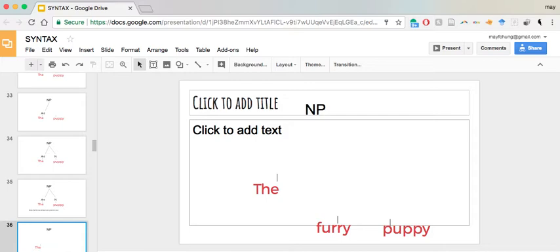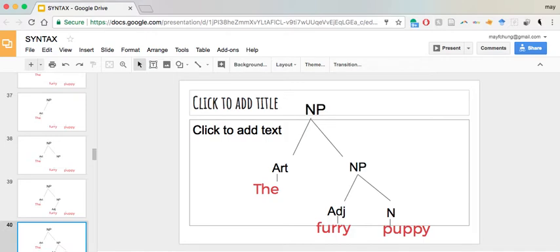So you would just do what you did normally. The would be an article, and in case you ever try to get to a noun but there's something else in your way, you can always go back to your noun phrase. Remember our set of things earlier that can consist of a noun phrase. A noun phrase can always consist of another noun phrase. So a noun phrase goes into furry, which is an adjective, and then puppy, which is a noun. So there you have it.